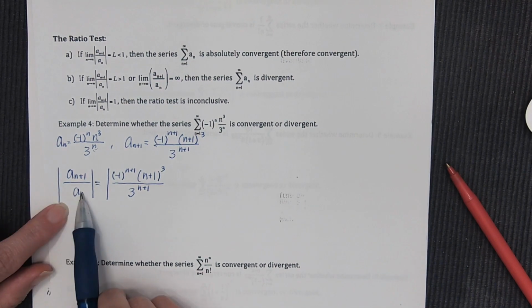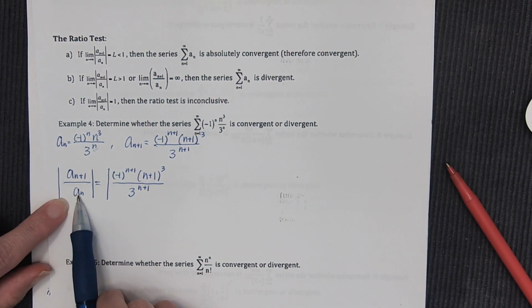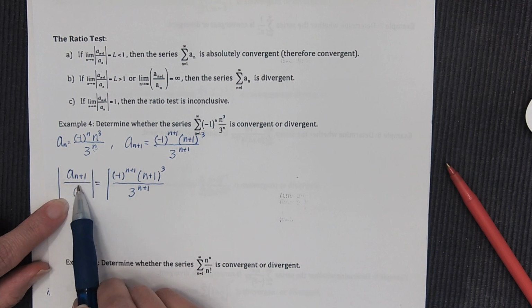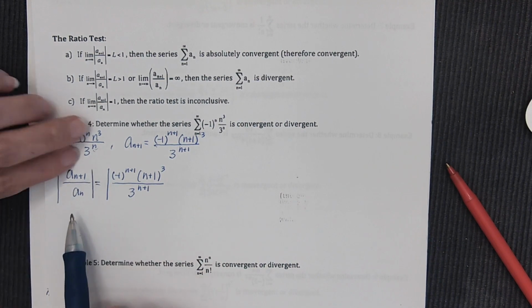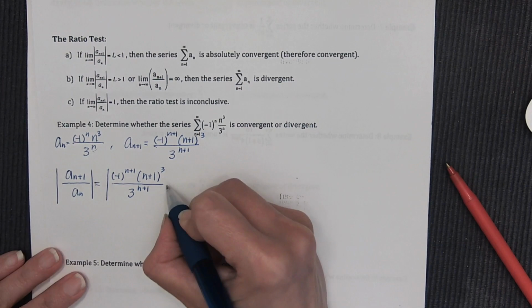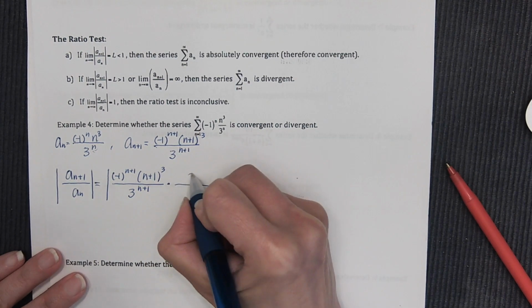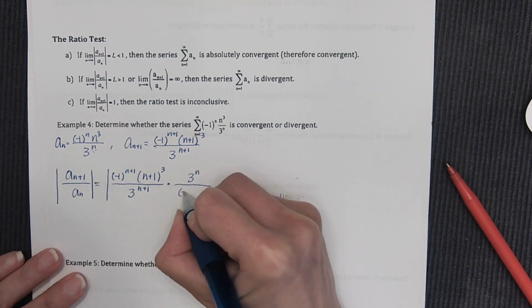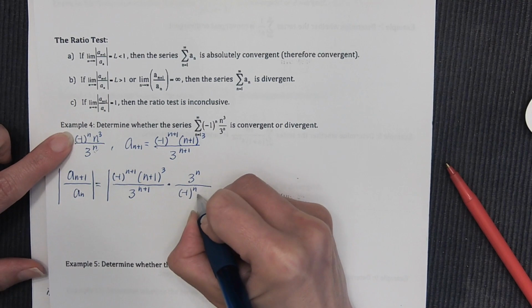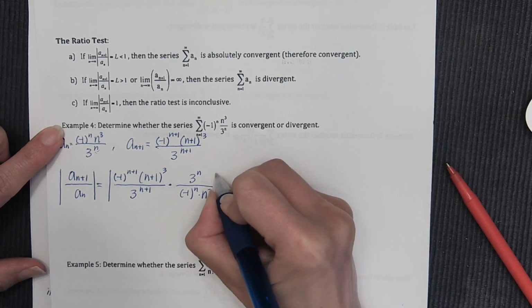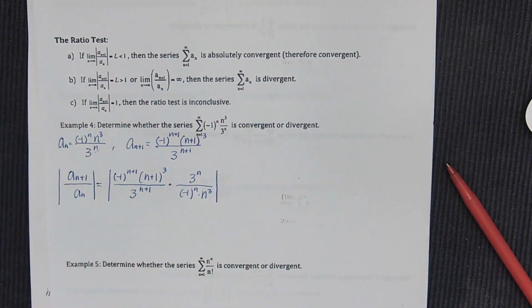Okay? Then the denominator is a of n, right? So this guy, but it's the reciprocal, so I have to flip it over. Right? So 3n negative 1 to the power n, the n cube. Okay? You guys good?